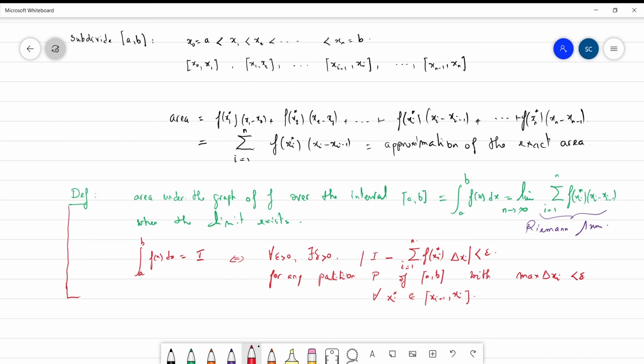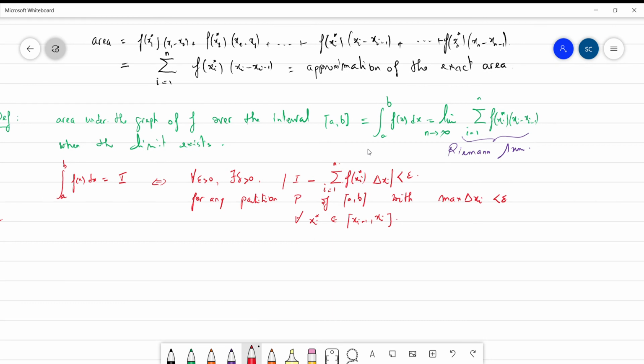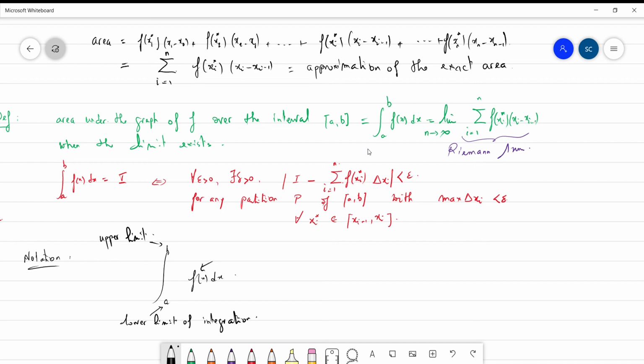So we have some terminology that is good to know. The note is about notation here. When we write the integral from a to b of f(x) dx, a and b are the limits of integration. a is the lower limit of integration, b is the upper limit of integration, and f is the integrand function.